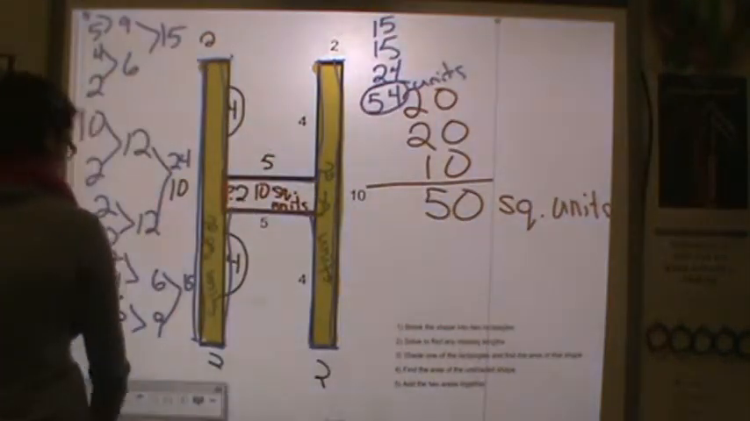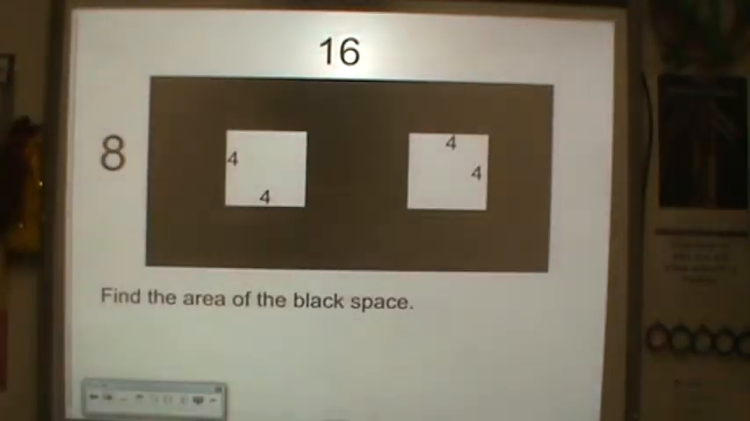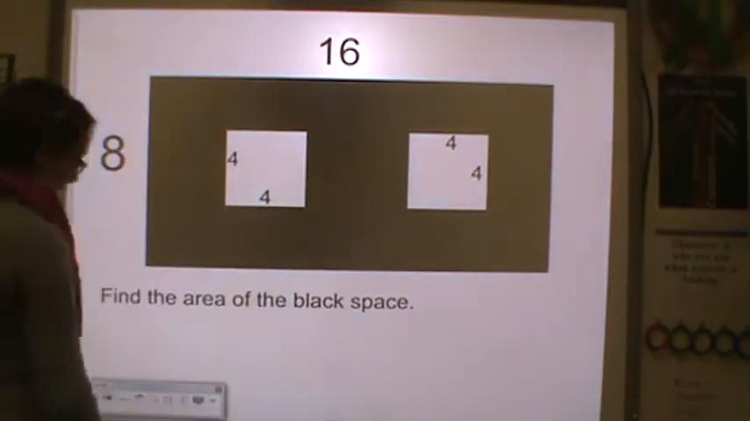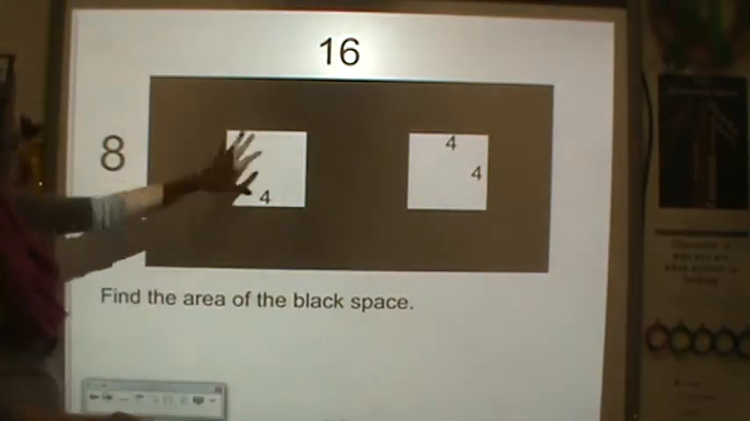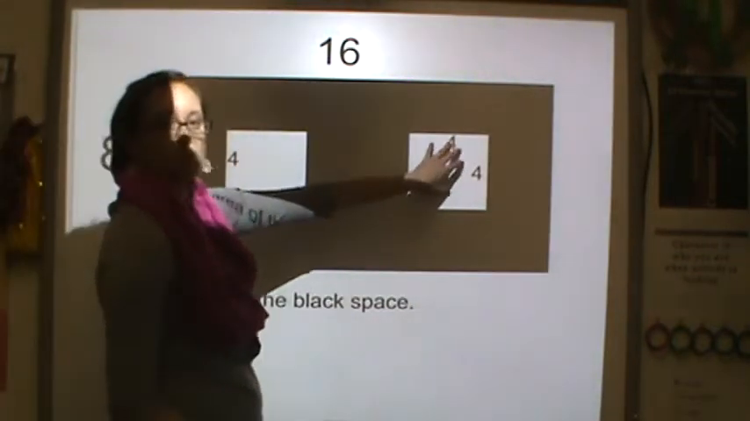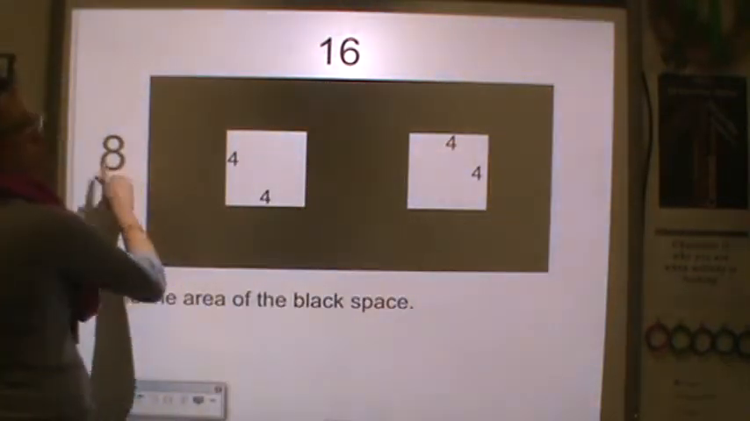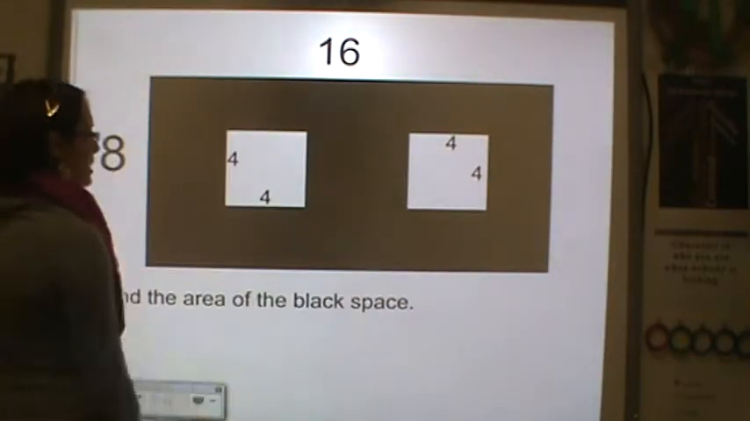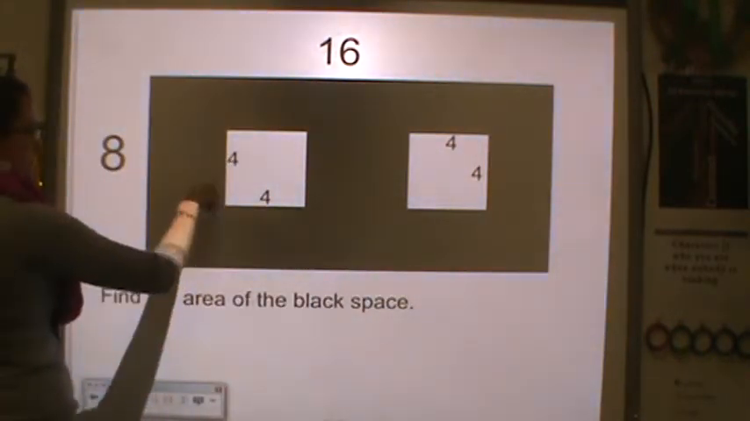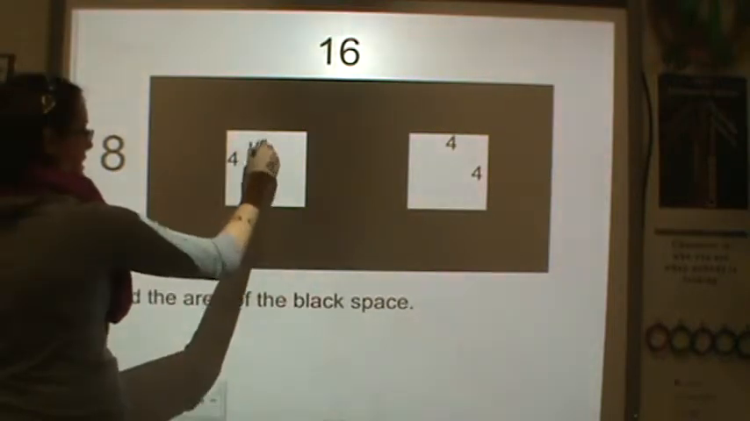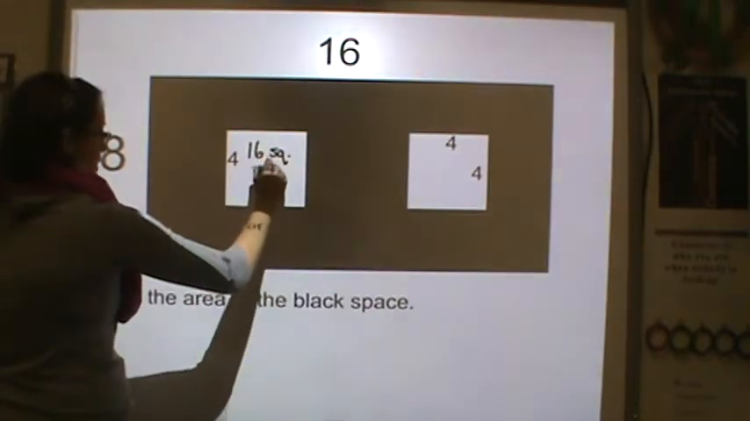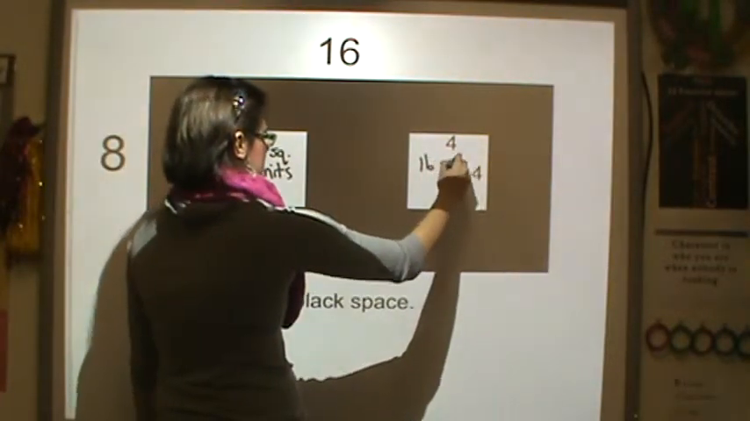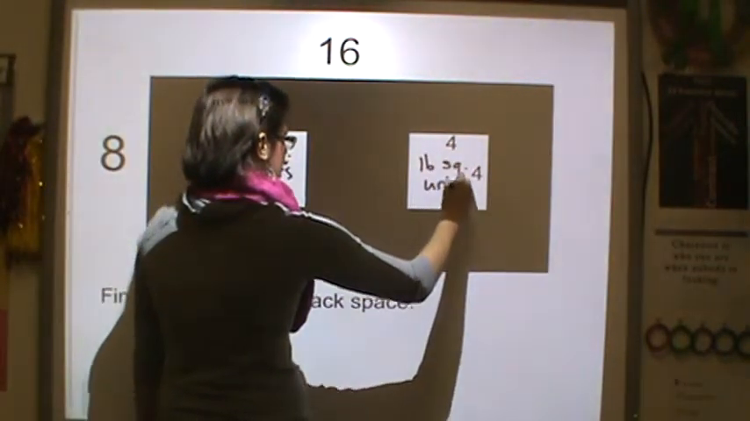All right, let's look at our next shape. So here we want to find the black space. All right, so what we're going to do is we're going to find the area of these 2 squares, and then we're going to subtract those from the black since they're taking up that middle portion. So I know to find area, I multiply. So 4 times 4 is 16 square units. This is also 4 times 4, so 16 square units.